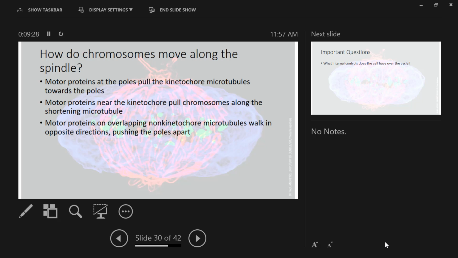I don't know if you've heard of this already and I missed it, but what's the difference between the kinetochore and a non-kinetochore? Kinetochore is a microtubule that's associated with the chromosome, and then the non-kinetochore are not associated with the chromosome. Okay. They're instead functioning to elongate the cell. Yeah. All right? Nothing? Okay.